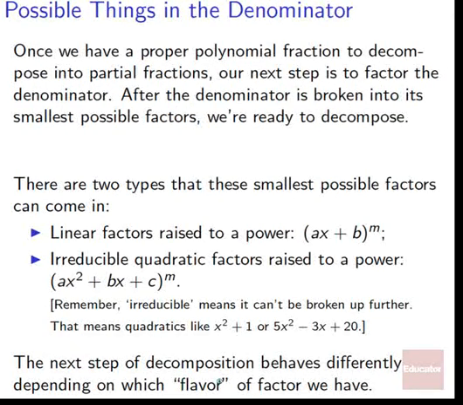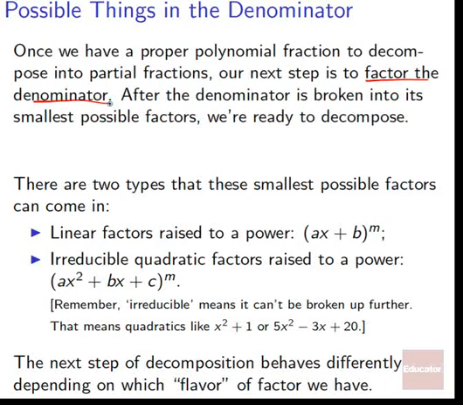Once we have a proper polynomial fraction to decompose into partial fractions, remember proper, our numerator has to be smaller than our denominator before we can enact this process. Once we've done that, we can then factor the denominator. Our next step is to factor the denominator. After the denominator is broken into its smallest possible factors, we're ready to decompose.